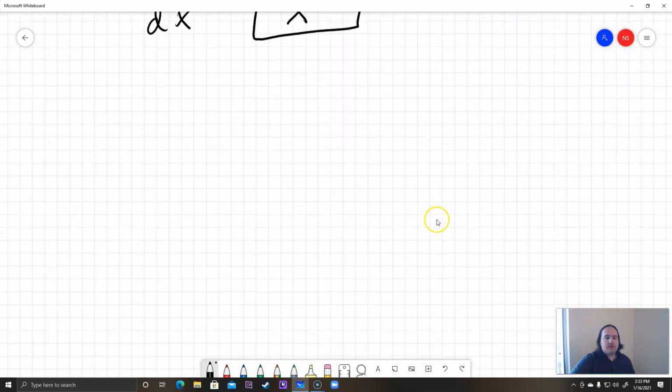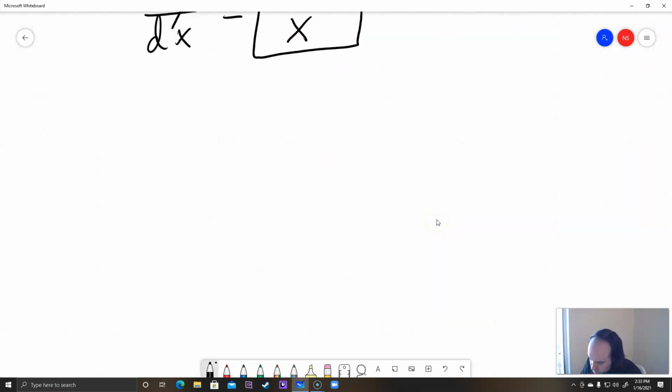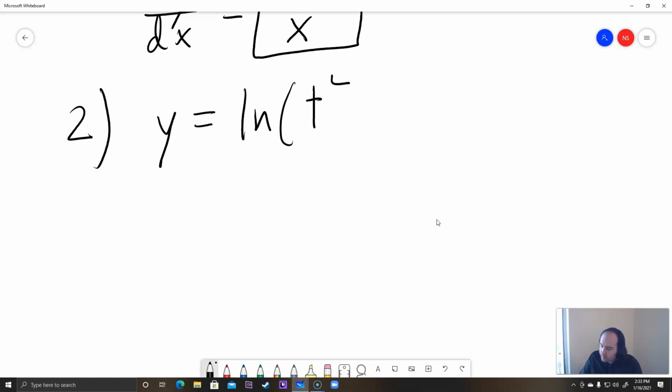Okay, so problem number 2. Problem number 2 is y equals ln of t to the 4th. So here, once again, we have a composite function. The outside function is ln. The inside function is a power function, t to the 4th.